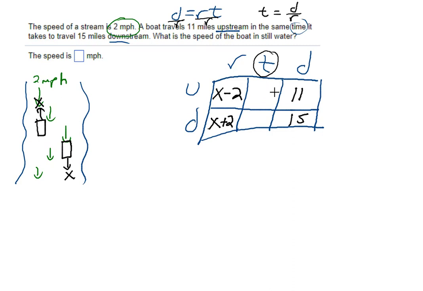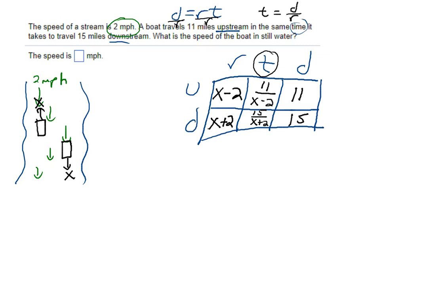So for the time for upstream, it's going to be the distance, which is 11, divided by the speed, which is x minus 2. For downstream, we take the distance, which is 15, divided by the speed, which is x plus 2. All right. So this time we have to work backwards. I don't know, reverse engineer maybe wasn't the right word there. We had to work backwards to fill in the time column using this formula here, distance divided by speed.